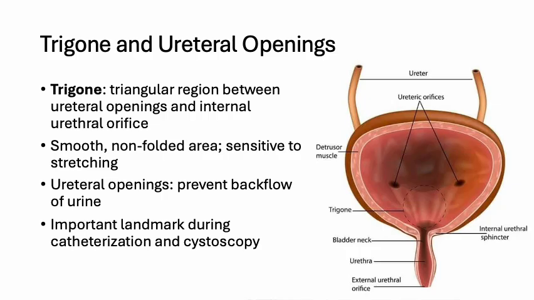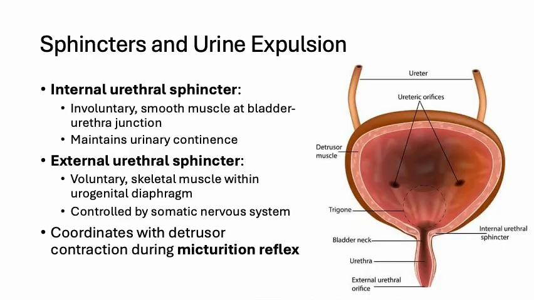The trigone is a triangular region at the base of the bladder, defined by the openings of the two ureters and the internal urethral orifice. Unlike the rest of the bladder, the trigone lacks rugae, giving it a smooth appearance. It's highly sensitive to stretch and plays a role in signaling bladder fullness. The angled entry of the ureters helps prevent backflow, protecting the kidneys from infection or damage. Clinically, the trigone is an important site examined during bladder procedures like catheterizations.